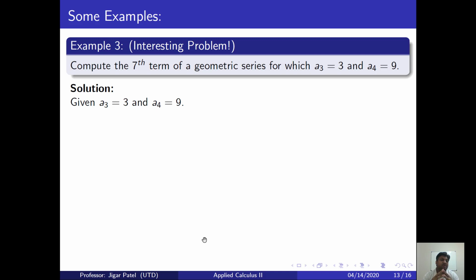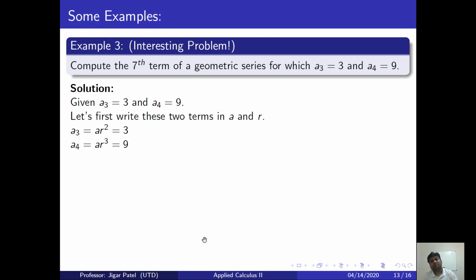What I want you to do first is write down the 3rd and 4th terms in the form of a and r. Once you have these 2 terms in terms of a and r, we can easily compute a and r. The 3rd term is going to be a times r to the power 1 less than the term number. So a r square equal to 3 and a r cube equal to 9. The question is, we would like to solve this for a and r.